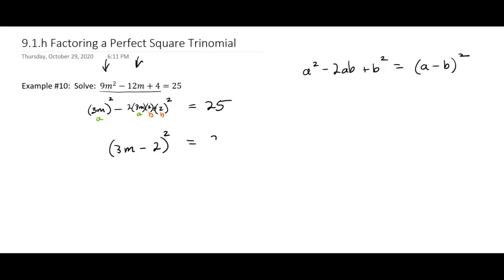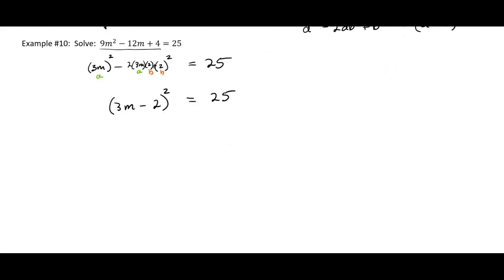Now it looks like the last problem, okay? But let's continue with this one. Maybe there's some surprises coming. So we're going to take the square root of both sides, now that we have a square part. All right, so in the parentheses then, that's what I'm going to have, 3m minus 2. And then I know the square root of 25, it's 5, right?